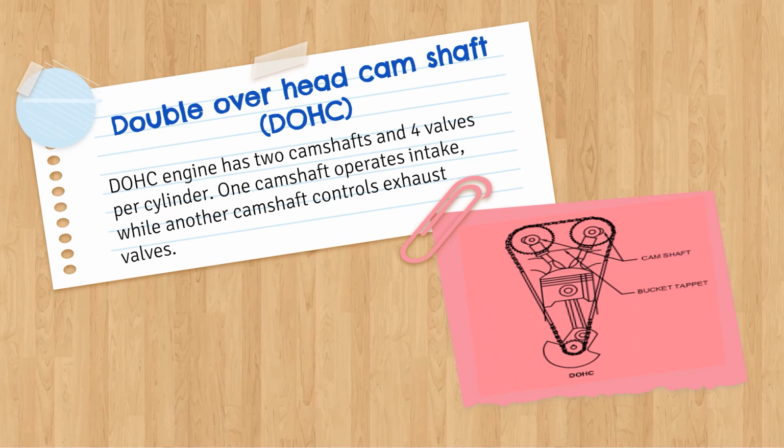Double overhead camshaft. A DOHC engine has 2 camshafts and 4 valves per cylinder. One camshaft operates the intake while the other camshaft controls the exhaust valves.